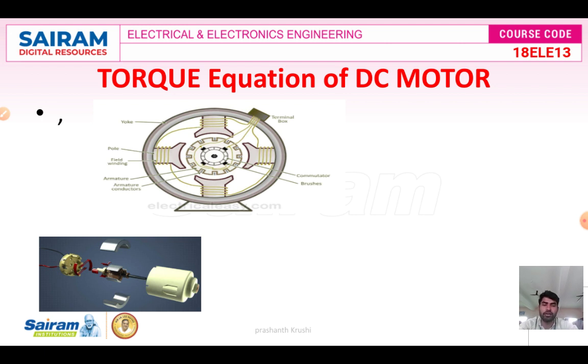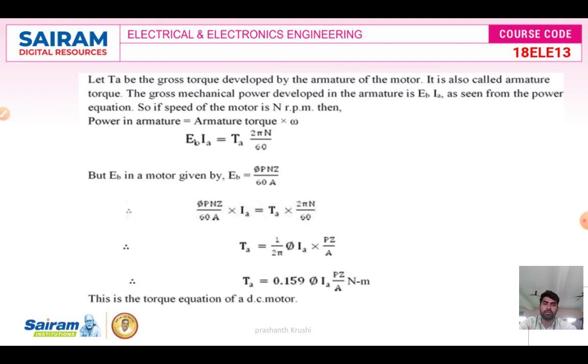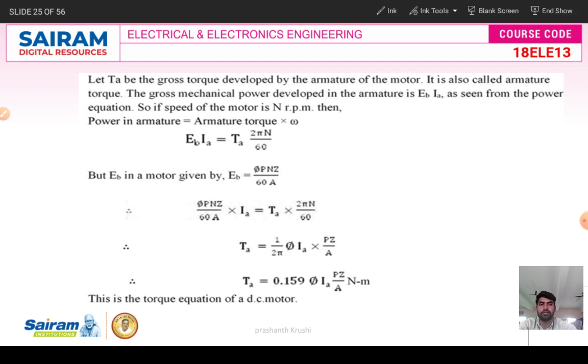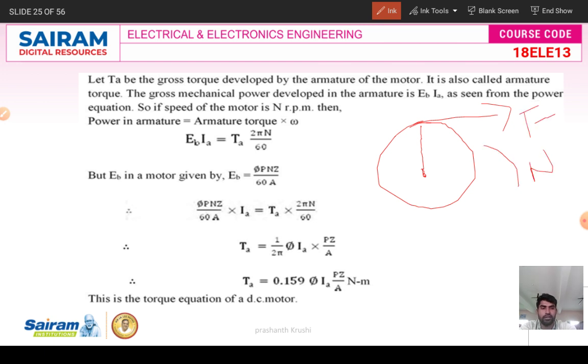Now the torque equation of the DC motor. Torque is nothing but turning force or twisting force about the axis. I'll draw the diagram for this. There is a pulley or drum for the DC motor. This is the radius R of the drum or pulley, this is the force F, and this is the rotation N in RPM.